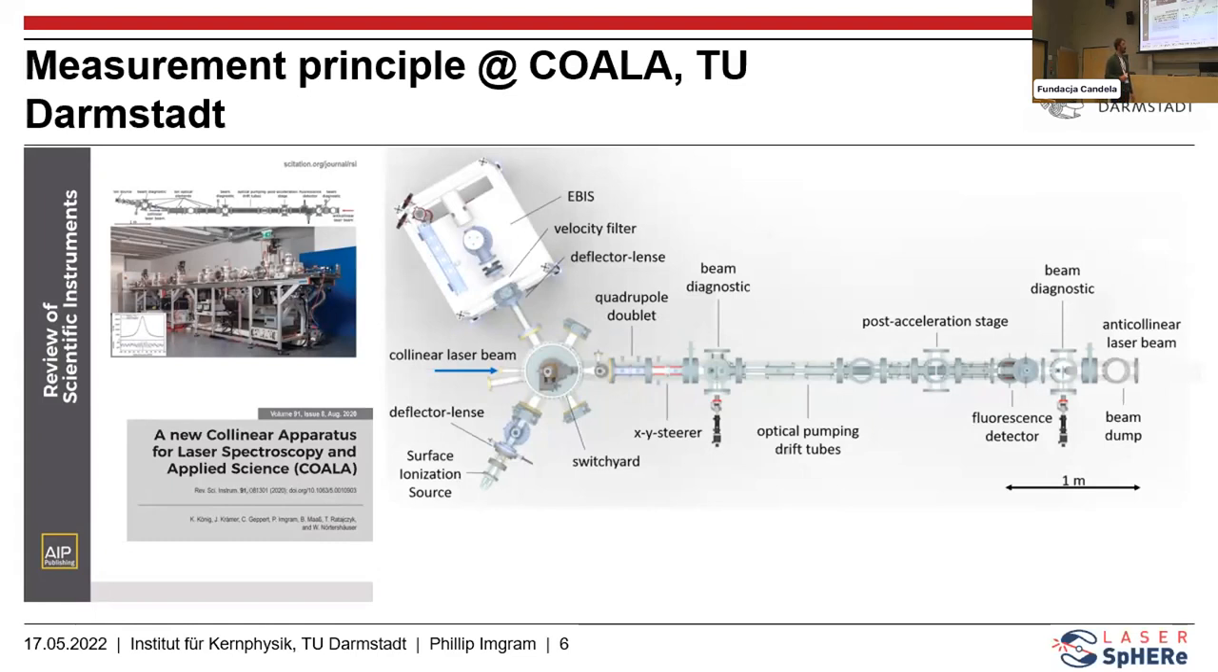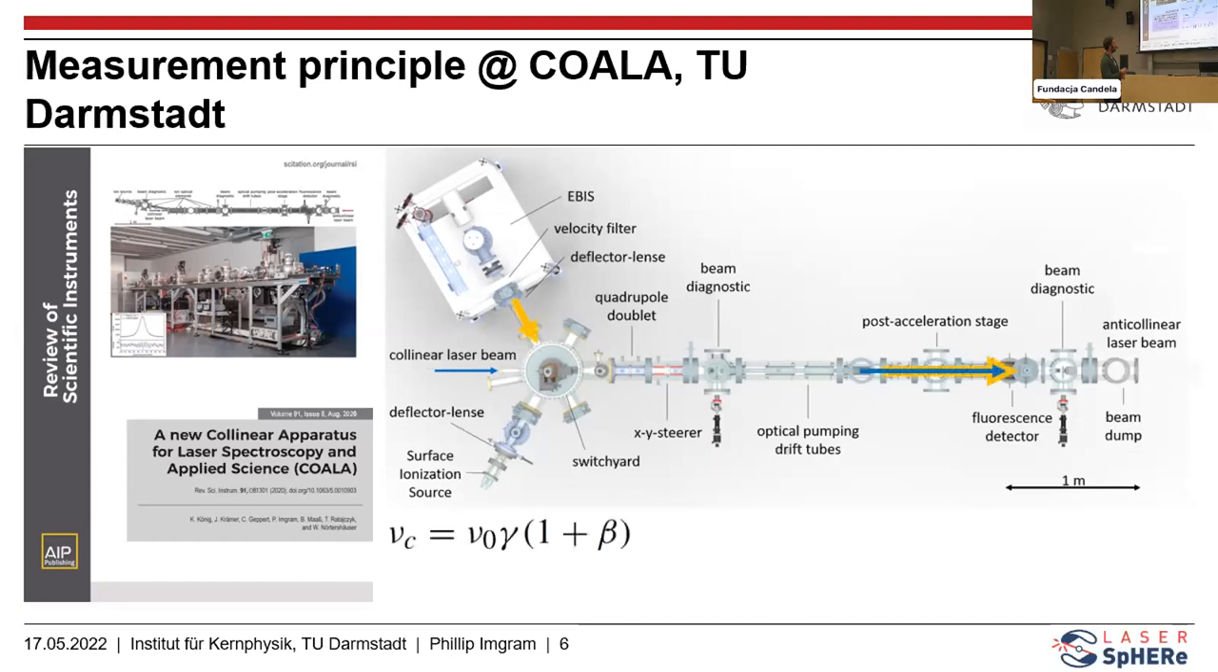For example, we have improved our diagnostic stations to improve our ion and laser overlap. We implemented a switch yard so we can have different ion sources. But the main thing is that we now have an electron beam ion source, which enables us to produce these helium-like systems. So I would say highly charged ions with respect to the nuclear charge. So nothing like uranium 91 plus, but more like carbon 4 plus.